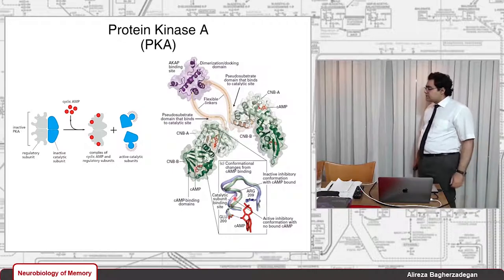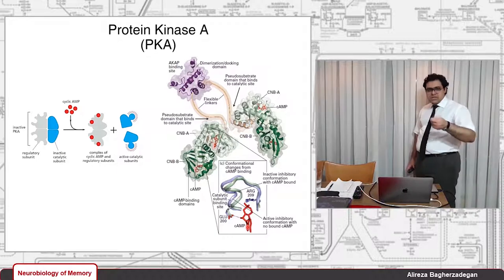Okay, so this is how it works. And this is how cAMP acts as a key to detach these regulatory subunits from these catalytic subunits.